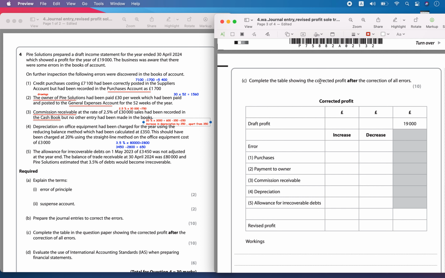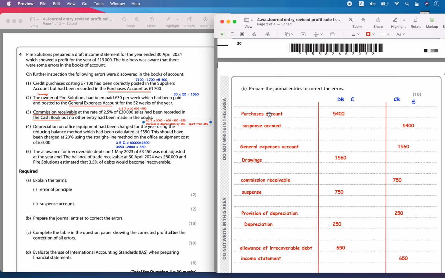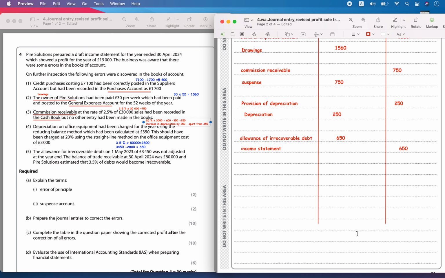Next one is complete the table showing the corrected profit after the corrections of all the errors made. So here let's transfer all of the corrections to the corrected profit. One of the ways is, if you have done this portion correctly, you can just transfer here to the profit on the opposite side, so that this gets corrected easily.